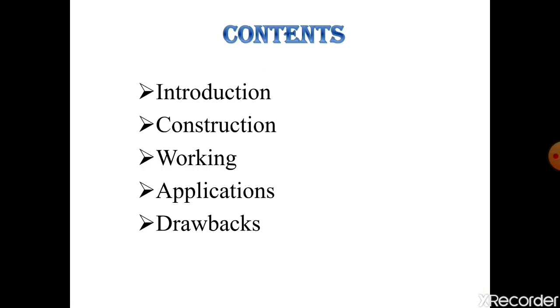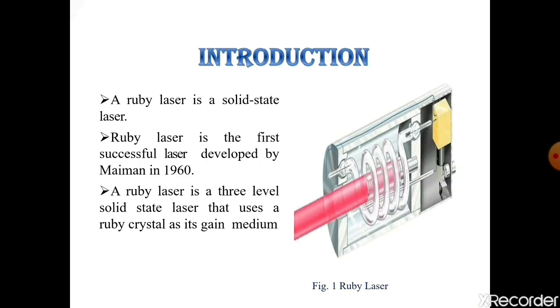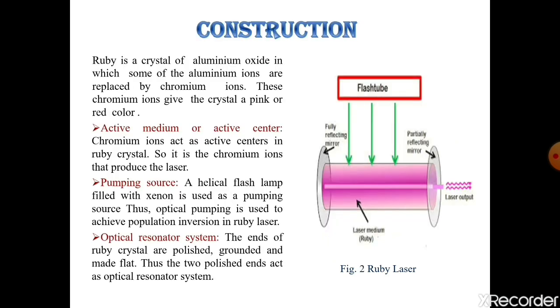Contains introduction, construction, working, applications, drawbacks. Introduction. A Ruby laser is a solid state laser. Ruby laser is the first successful laser developed by Maiman in 1960. A Ruby laser is a three-level solid state laser that uses a ruby crystal as its gain medium.